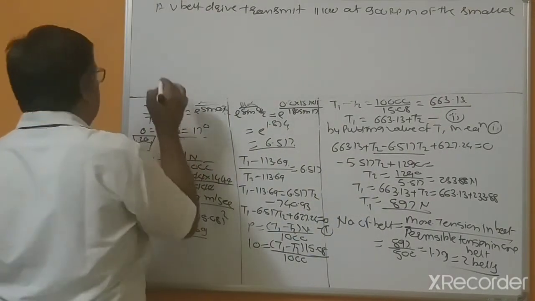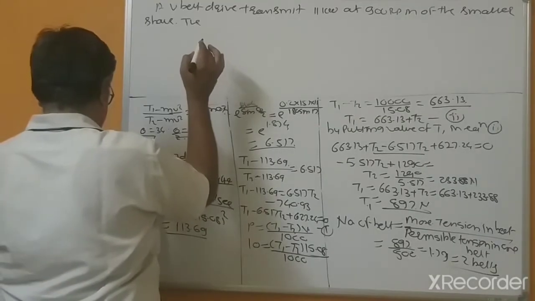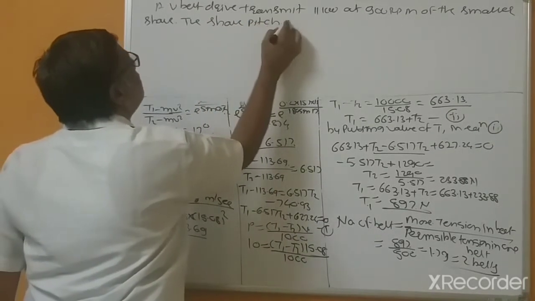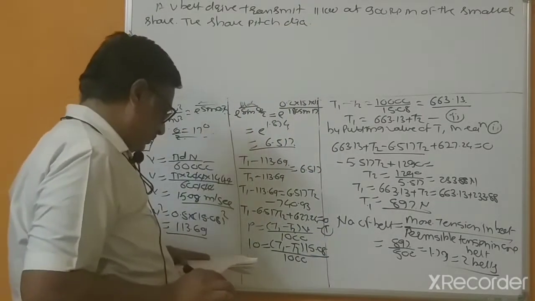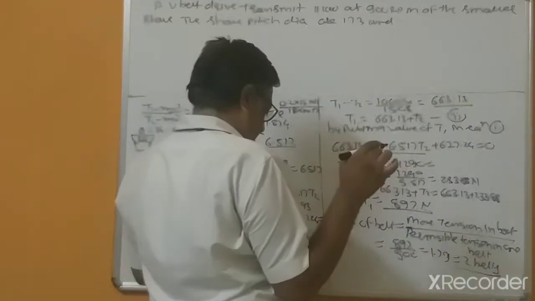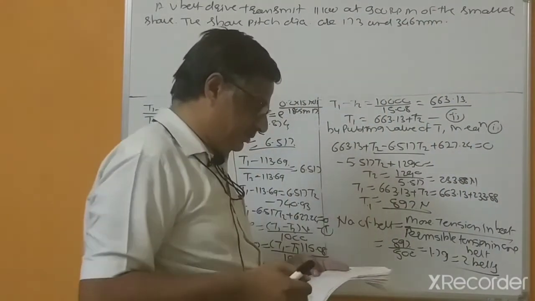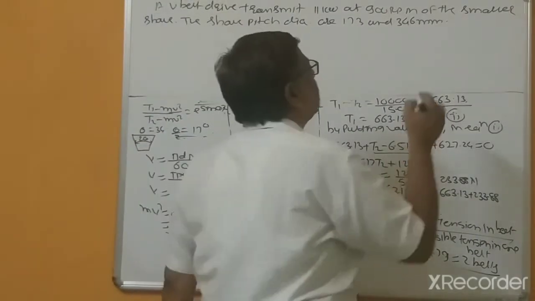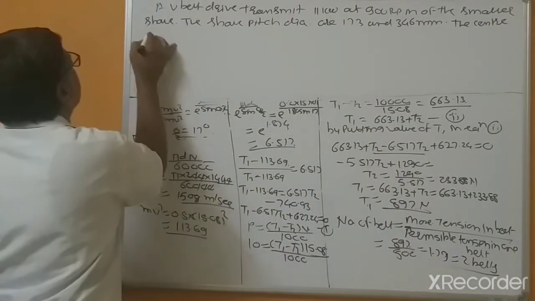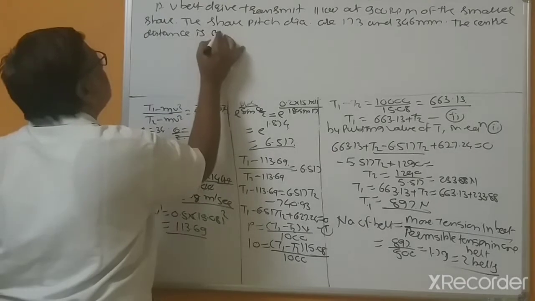The smaller sheave and larger sheave pitch diameters are 173 and 346 mm, so the velocity ratio is equal to 2. The center distance is 0.76 meter.